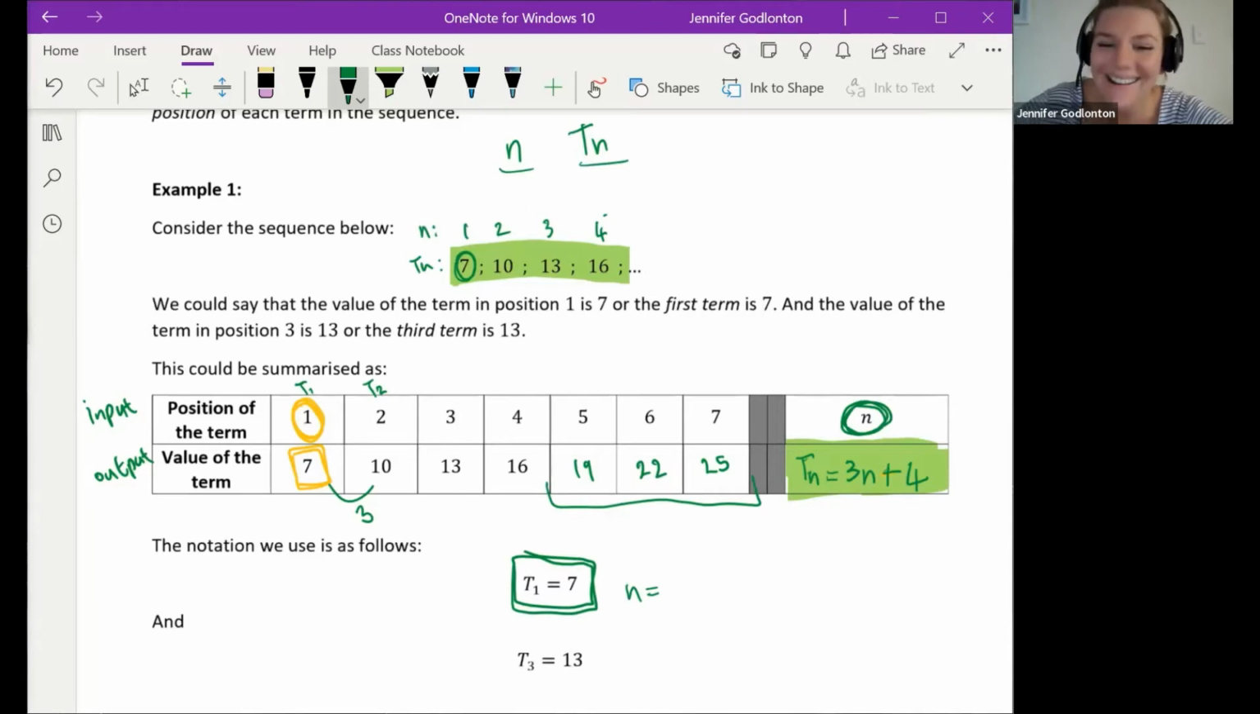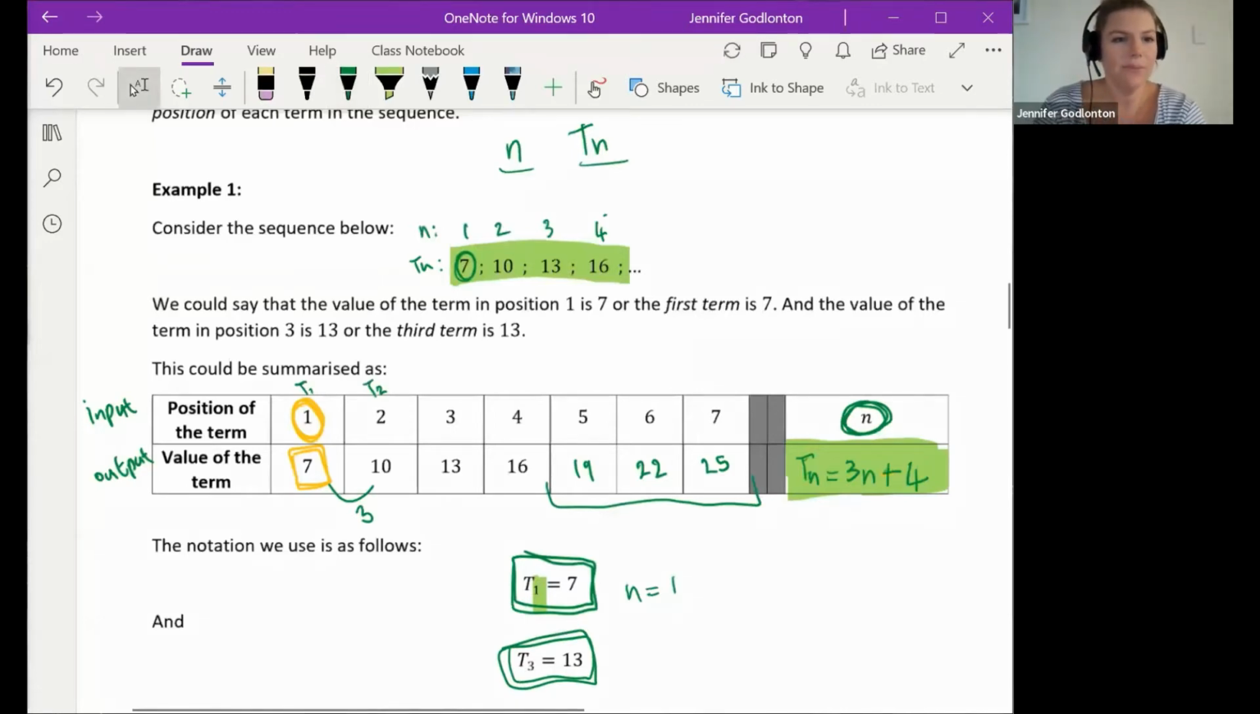Yes, well done. Good. Okay, so when we have a look down here, this little 1 over here, that's telling us what our input is, because it's telling us the position of that term. So if I'm saying that term 3 is equal to 13, what is my n in that case? 3. Good. This is just to slowly get us into Tn and n.